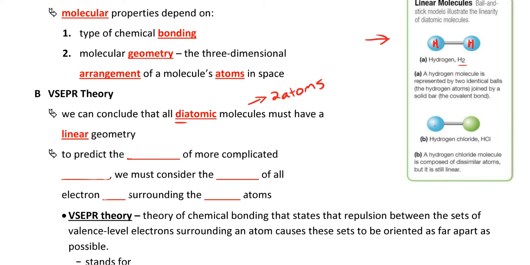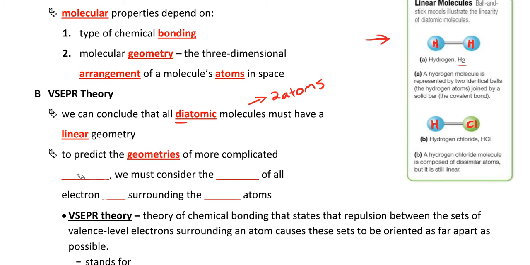Another example of a diatomic molecule is hydrogen chloride. So we have one hydrogen atom, one chlorine atom, bound together, just two atoms, so it's going to have linear geometry. And that's very simple. So whenever we see a compound or a molecule that is made up of just two atoms, we know automatically that it has to have linear geometry. There's no other option, because a line is the shortest distance between two points. In diatomic molecules, the two points are the two atoms.